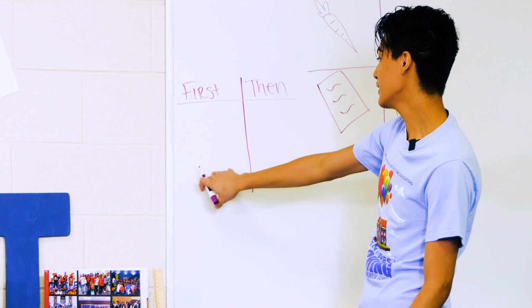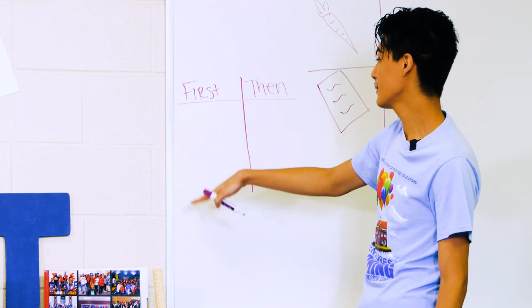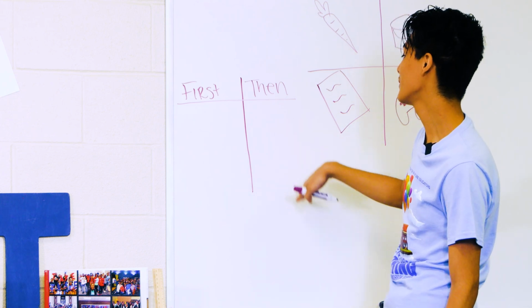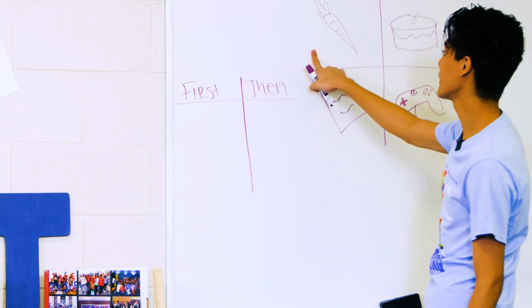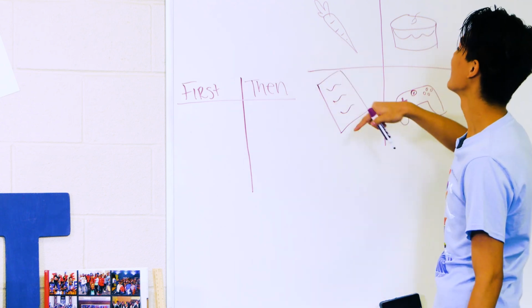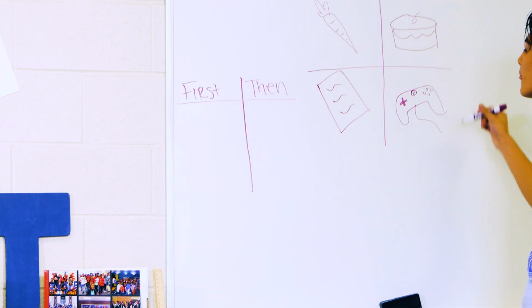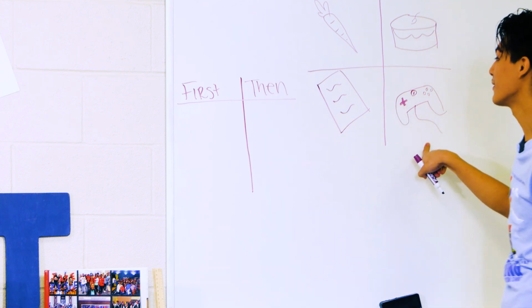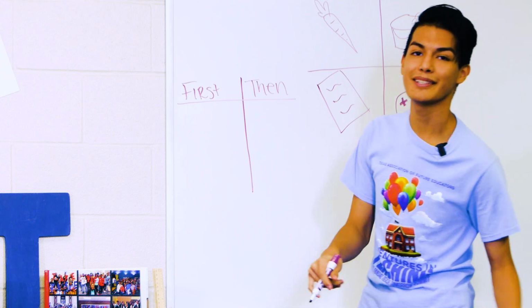Now, when we're using the first then chart, on this side, of course, we're gonna put the stuff that we do first, and on the right side, we're gonna put what we do afterwards. Let's take this for example. When we're eating, we first have to eat our veggies, then we can eat our sweets. When we're doing homework, we first have to do our homework, and then we can play video games. And that's how you use a first then chart.